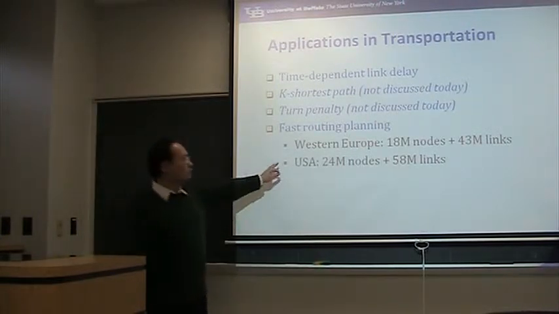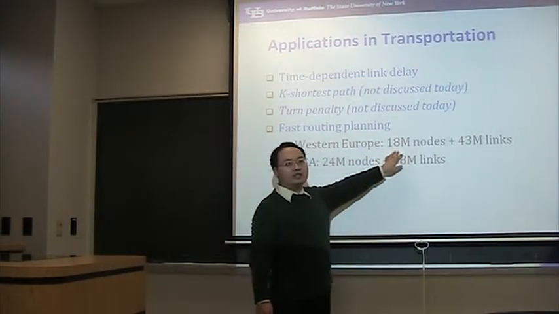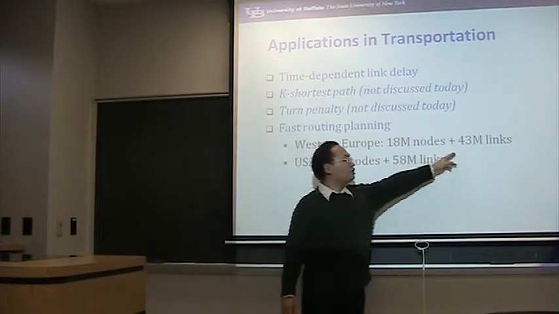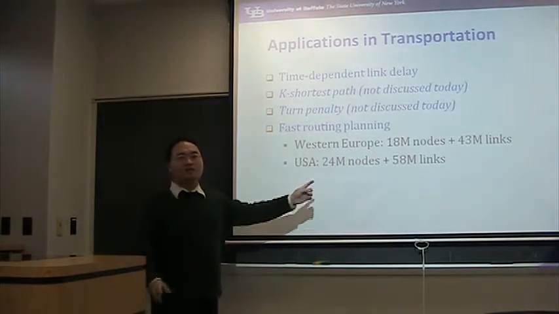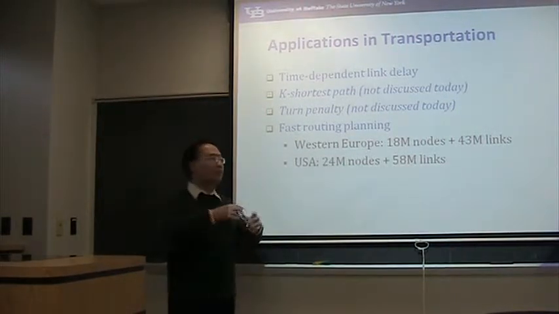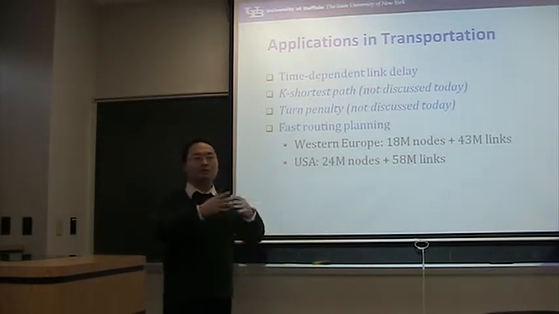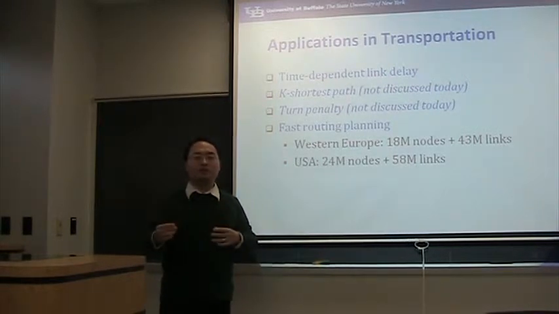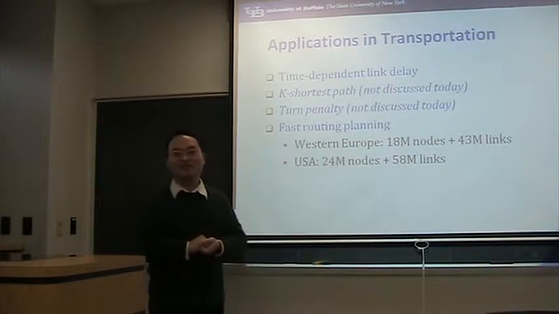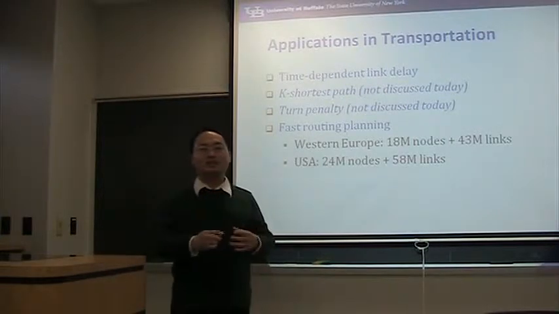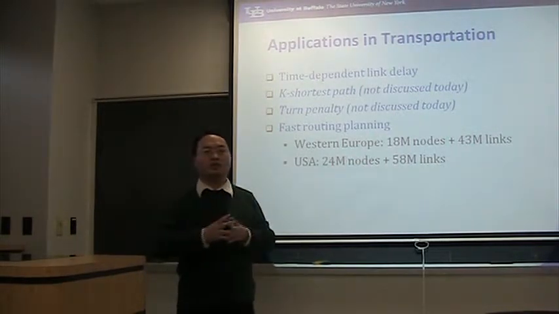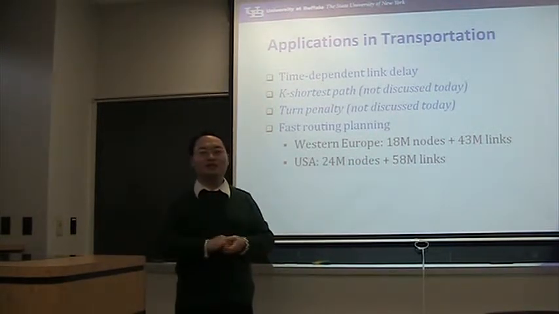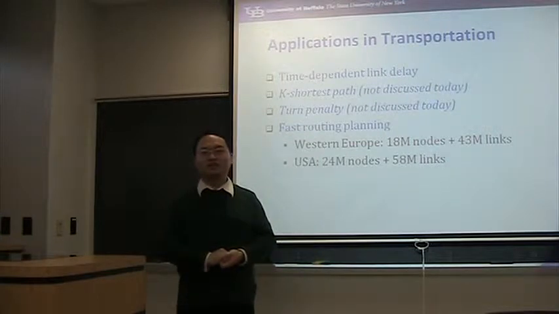For Western Europe, the network consists of 18 million nodes, 43 million links. For this large number, can you estimate for a common query in Western Europe using pure Dijkstra algorithm, how much time it will take? Anyone gives an estimation? How much time does it take for Western Europe based on this large network only using Dijkstra? Any example? Any guess? More than 10 years. 10 years? More than 10. Okay, another guess?